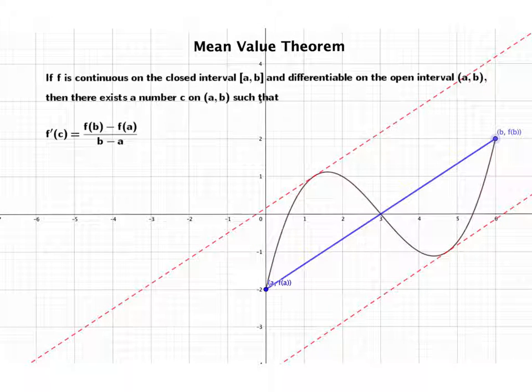Now here's the mean value theorem itself. If f is continuous on the closed interval a to b and differentiable on the open interval a to b, then there exists a number c, an x equal to c, on our interval from x equals a to x equals b, such that the derivative at that point, the derivative of the curve at that point, is equal to the slope of the line connecting the 2 points. So that's guaranteed by the mean value theorem if our curve is continuous on the closed and differentiable on the open interval.